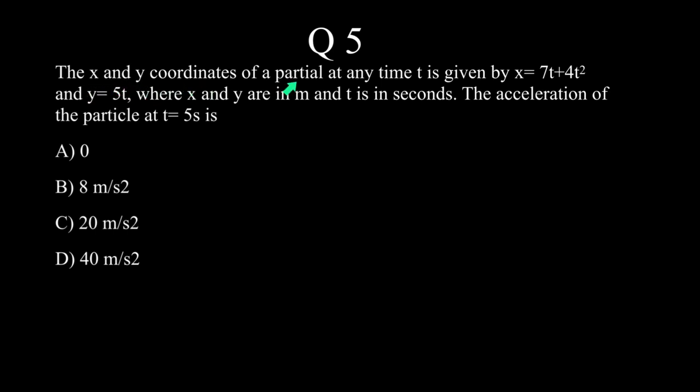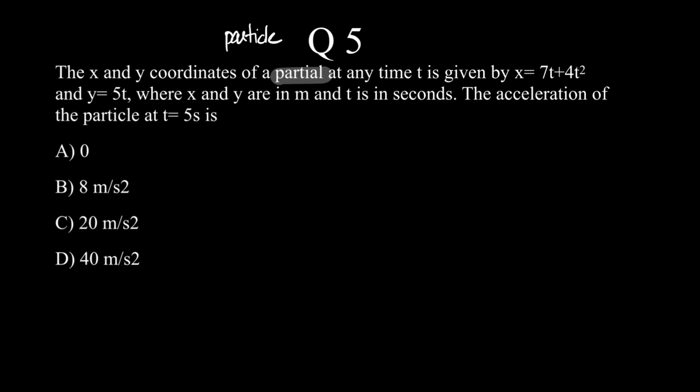The x and y coordinates of a particle at any time t are given by x is equal to 7t plus 4t square and y is equal to 5t, where x and y are in meters and time is in seconds. The acceleration of the particle at t is equal to 5 seconds.